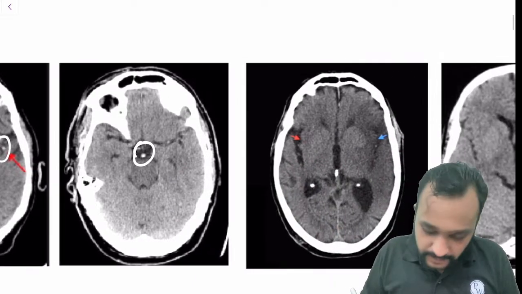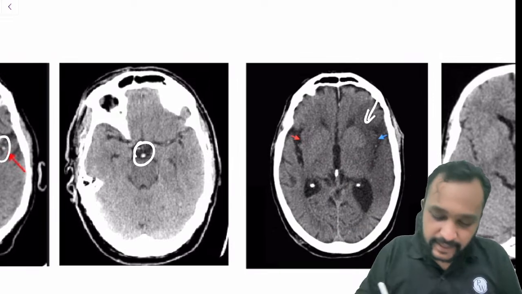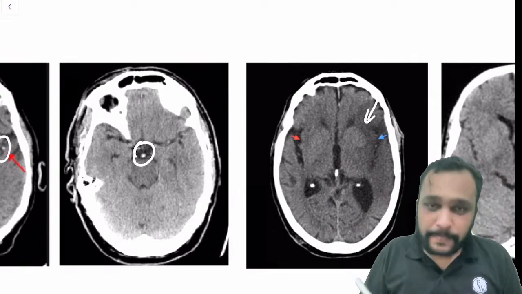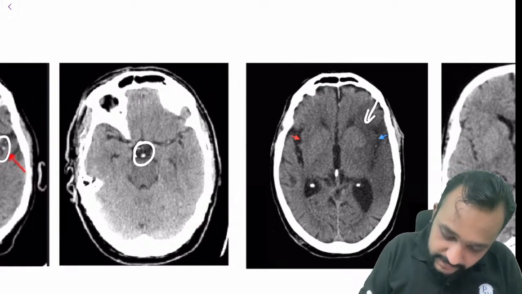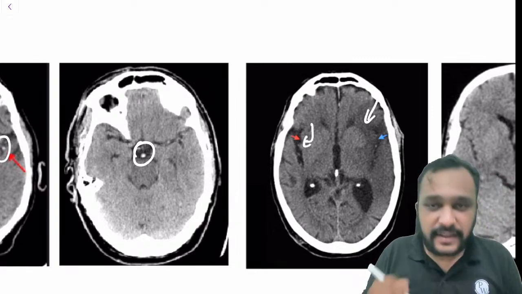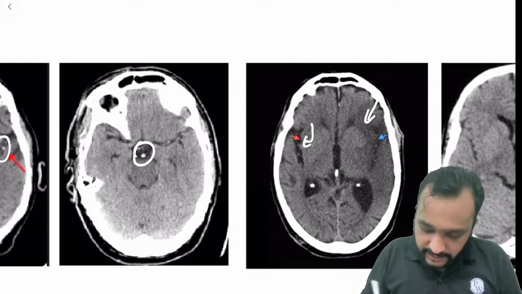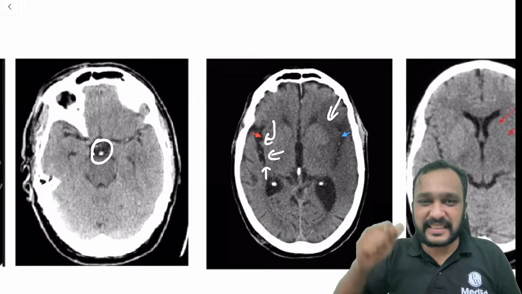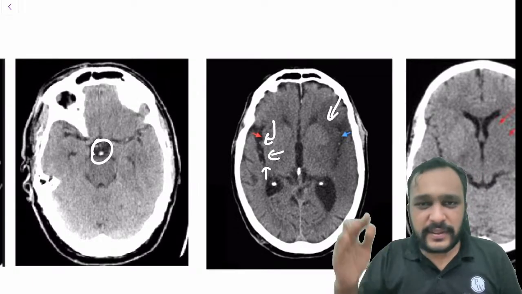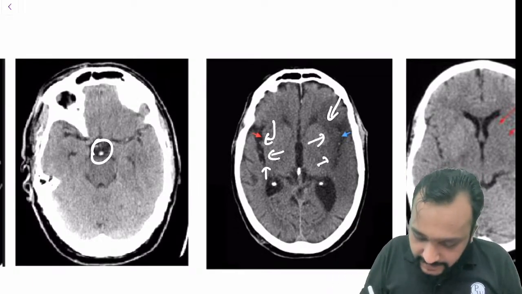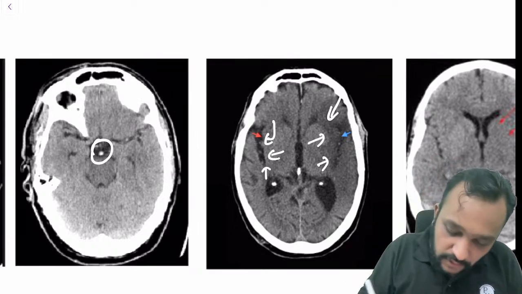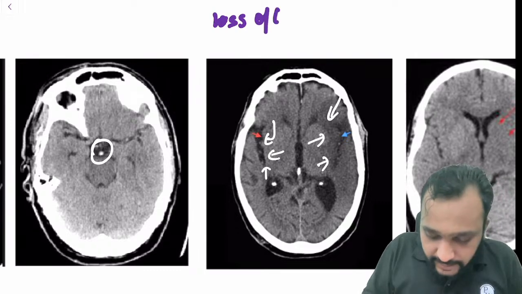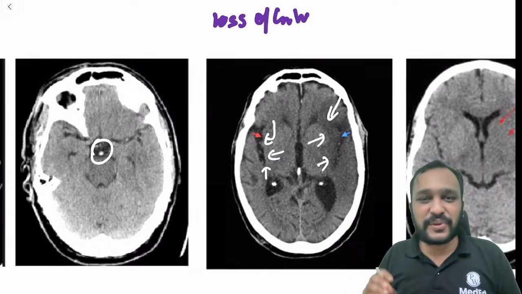And guys, the fourth image is the insular ribbon cortex sign. Just remember that the insular cortex is the cortex that lies just beneath the Sylvian fissure. Here in this image you can see that the gray white matter differentiation is maintained, but on the other side you can see that there is loss of gray white matter differentiation in the insular cortex.